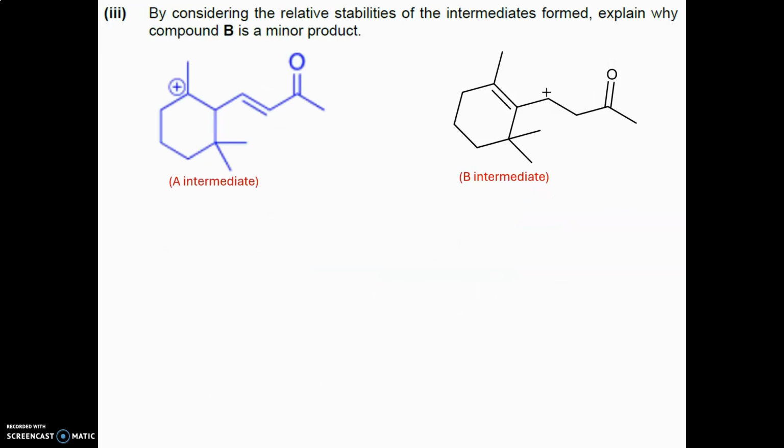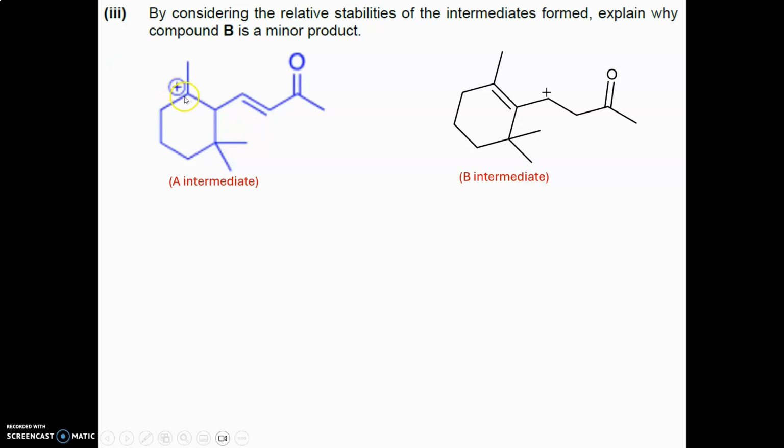By considering the relative stabilities of the intermediates formed, explain why compound B is a minor product. What is required of you is to consider the stabilities of both carbocations. Since compound B is a minor product, it means that this carbocation is more difficult to form. So your answer must explain why it is more difficult to form this carbocation compared to this carbocation. There are two factors that you can use to explain. Any one factor will do.